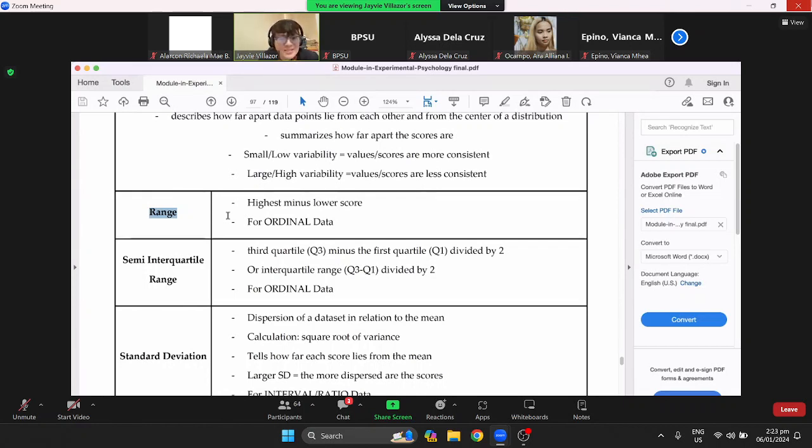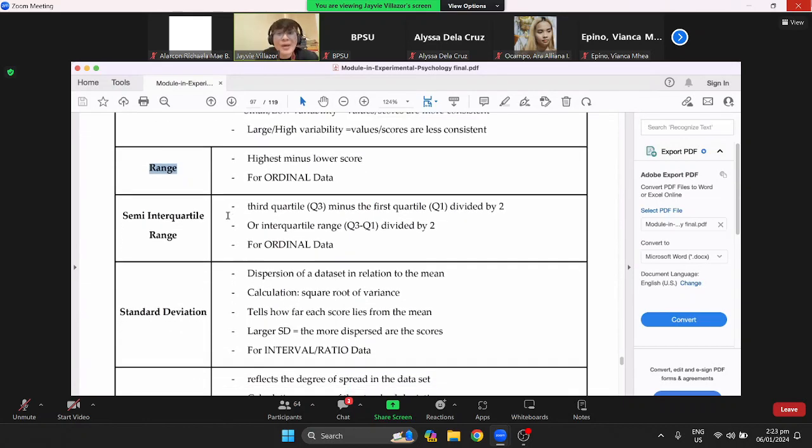Okay? Next naman is semi-interquartile range. Guys, we're not going to teach you the computation of this, pero may computation to. I hope you learned that in your psychological stat class. Here in your semi-interquartile range, di ba ang data set natin nahahati, or you can divide them into four quarters. We have the Q1, Q2, Q3, and Q4. So if that is 1 to 100, we have 25, we have 50, we have 75, and we have the 100.